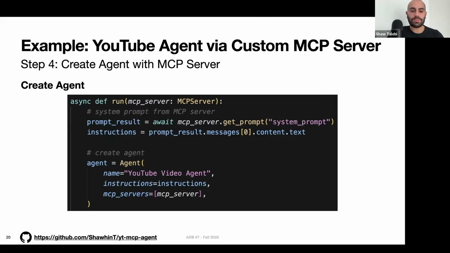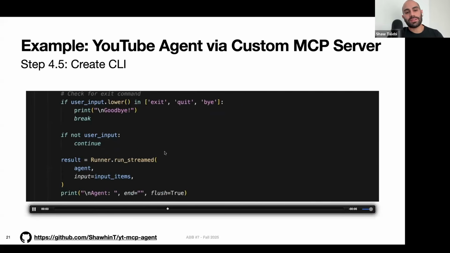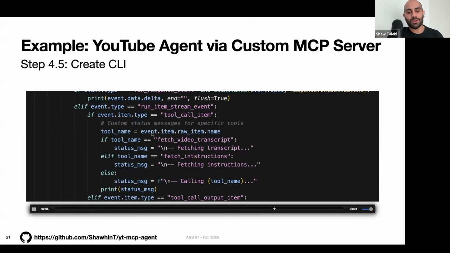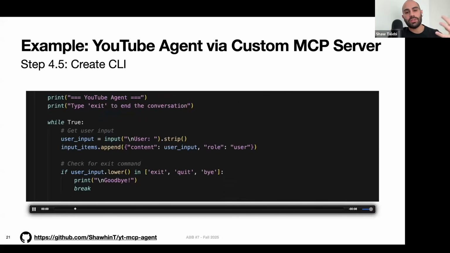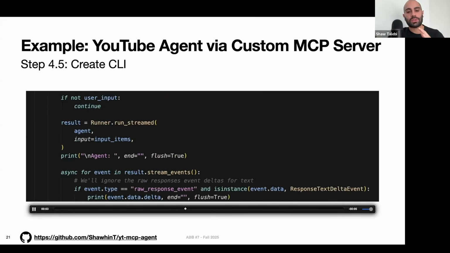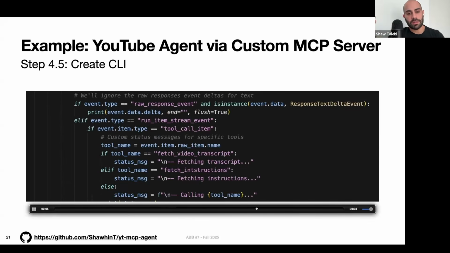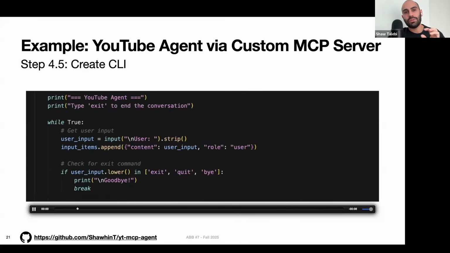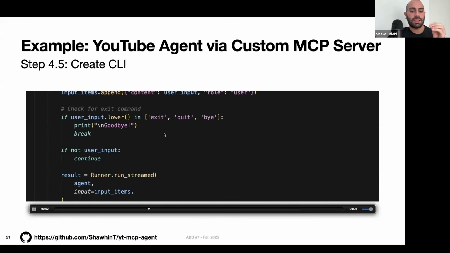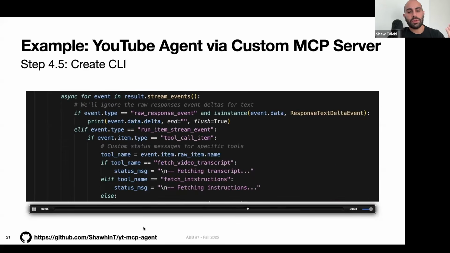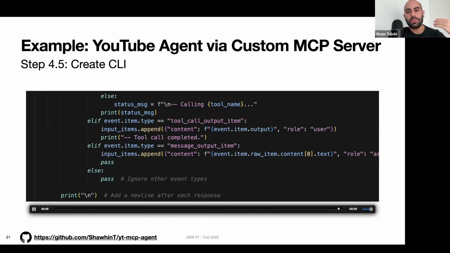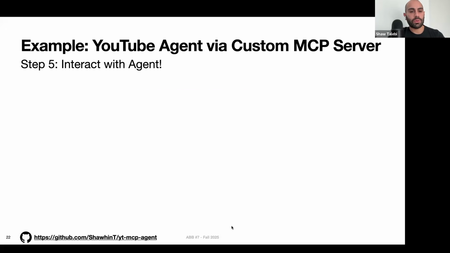But probably the most complicated part of this application is creating the user interface because the agent can do a lot of different things. We want it to stream tokens, and we want to know when it calls a tool, and we want to do specific things with those tool calls. But all of that is in the GitHub repo, so you can look at the full code if you want, but just in interest of time, I won't go through that here.